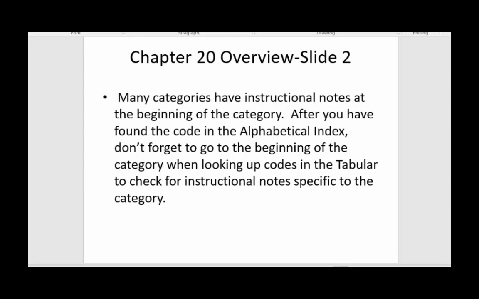I mentioned a little bit earlier, and just a reminder again, to always look at the beginning of a category to be sure that you are only using the 7th character codes that are an option for any specific code you're using. In Chapter 20, it's only certain codes that use a 7th character. In Chapter 19, almost all codes use a 7th character, but not all of them.